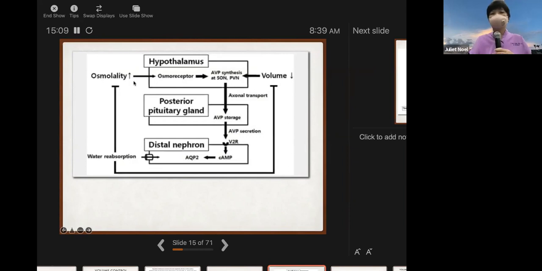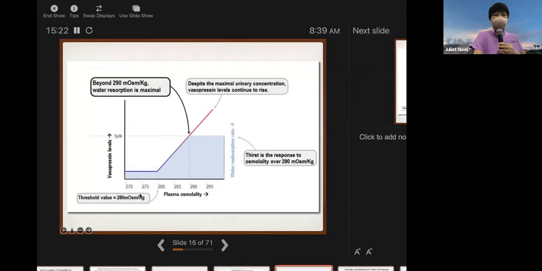Then if you reach the threshold, it will shut down. The threshold value is 280. Beyond 290, the water reabsorption is maximal, and thirst is the response to osmolality over 290. So you will feel thirsty.